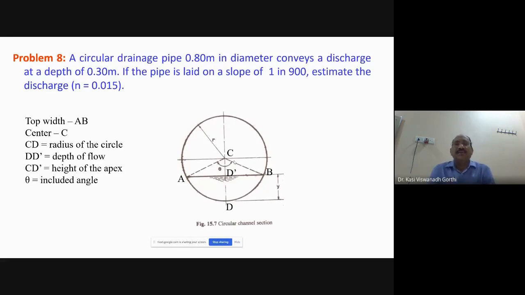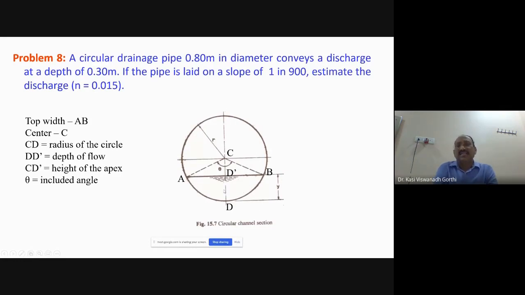S is given, n is also given. So two more variables are to be found. One is hydraulic radius and the other is wetted area. So you need to compute the wetted area of this circular portion. Wetted area of the circular portion will be ADBA. ADBA is the wetted area, the cross-sectional area of the flow section.